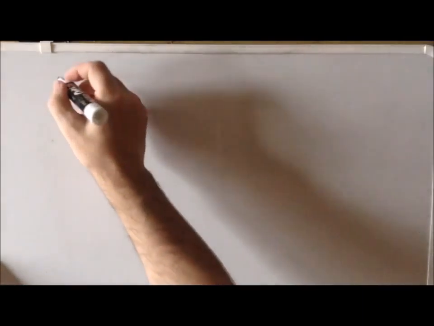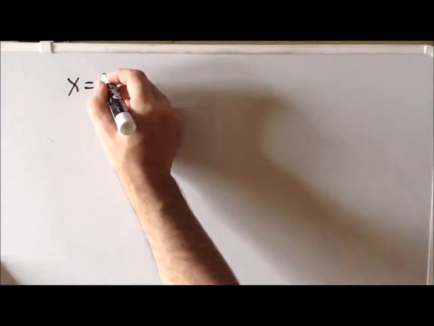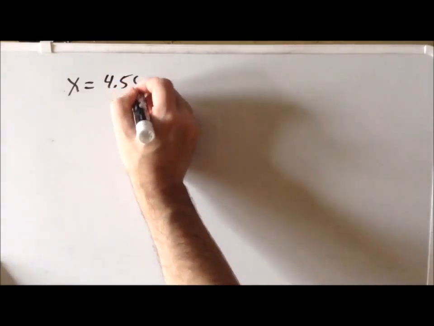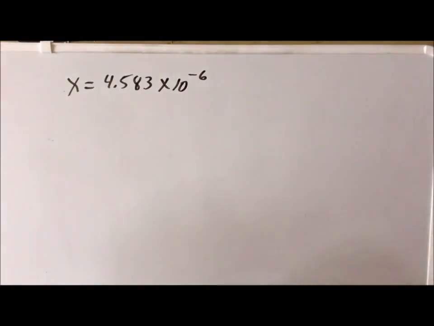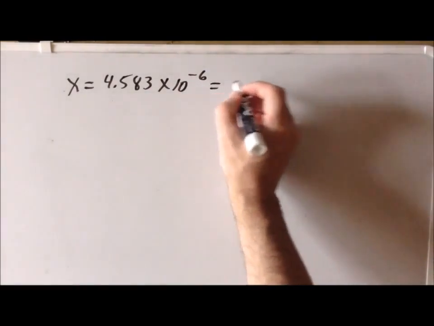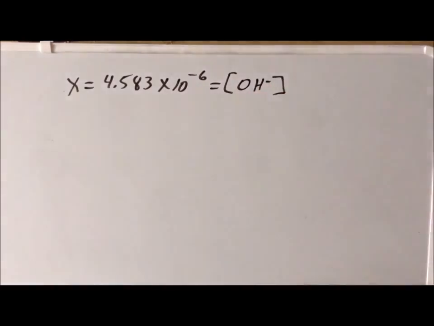Recall that we had just calculated that the value of x was going to be 4.583 times 10 to the minus 6. But also recall that this variable represents the concentration of hydroxide, not the concentration of hydronium ion, or of H+, because we're dealing with a base here. So you have to keep this in mind in our next step when we calculate the pH. There are a couple of different ways we can do that.